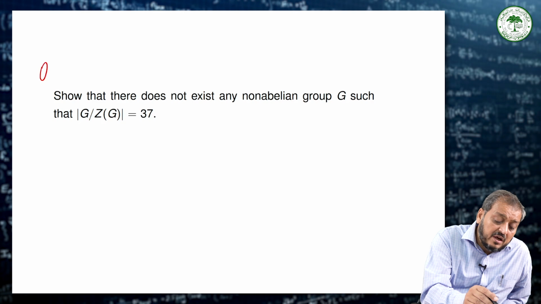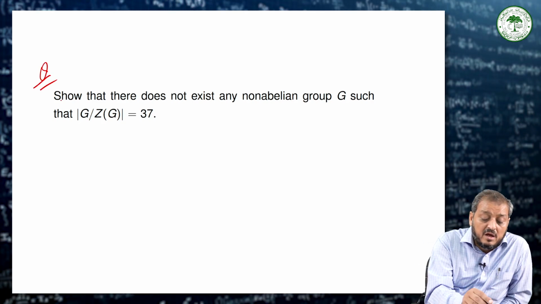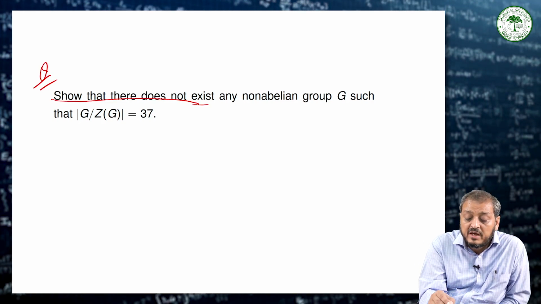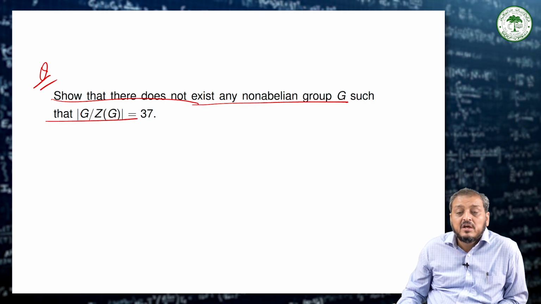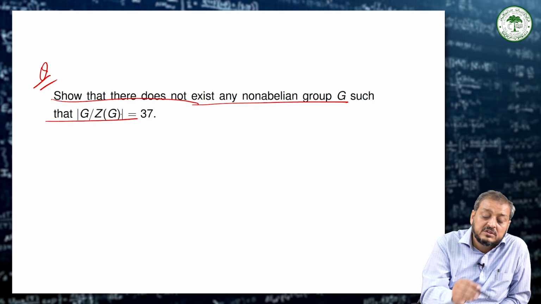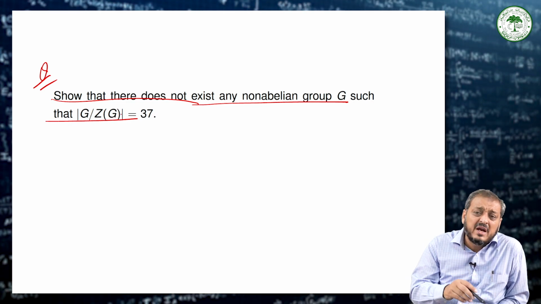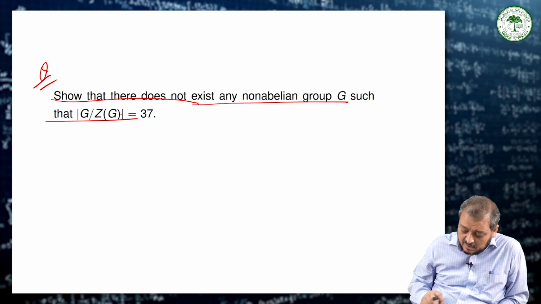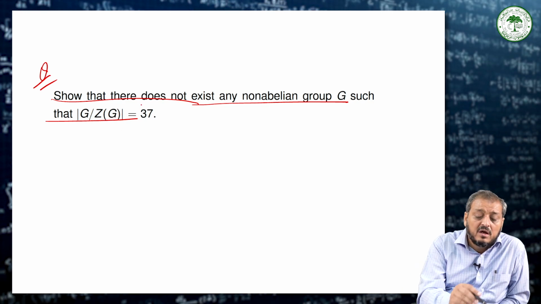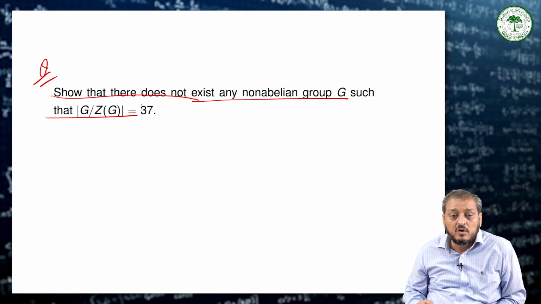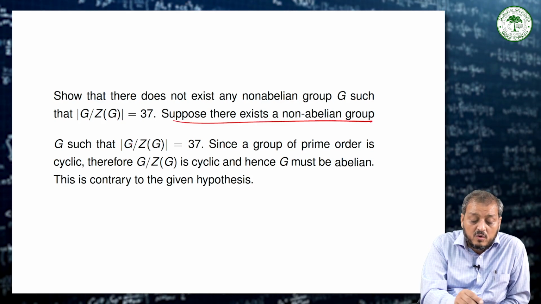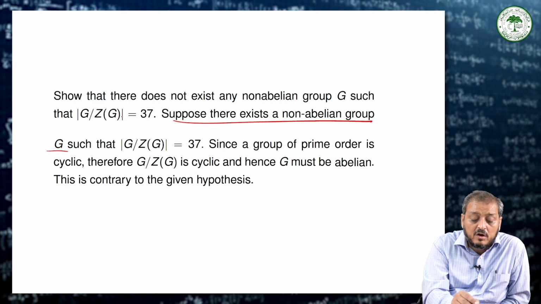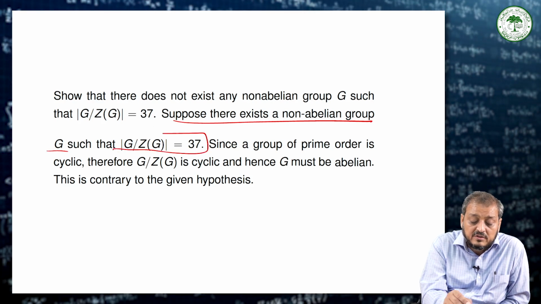In the question, we have to show that there does not exist any non-abelian group G such that G by ZG has order 37. We assume that there exists a group with quotient group of order 37. So suppose there exists a non-abelian group G such that the order of G by ZG is equal to 37.